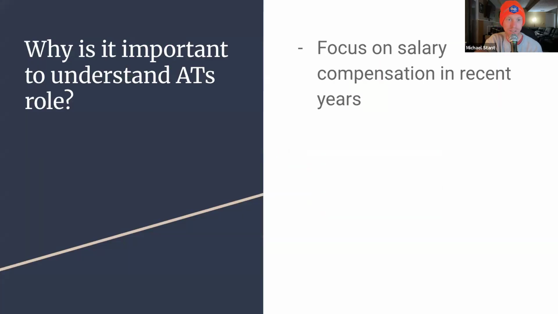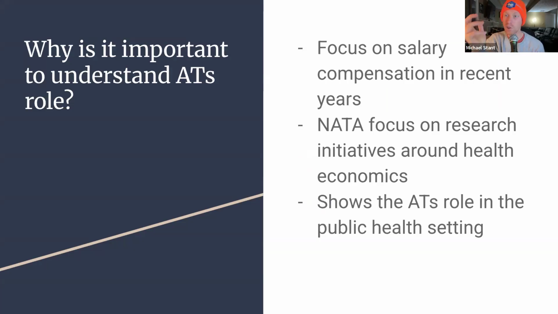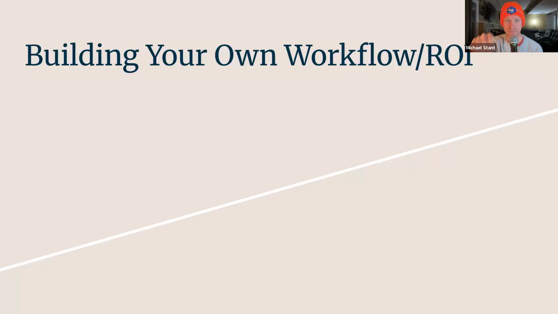So once again, why is all this important? Just want to refocus. There are folks on salary compensation. It's one of the NATA's research initiatives. And what I really think is cool is it's showing the athletic trainer's role in the public health setting. How do we generally help disease and injury across the lifespan? So that's all the research, and we're getting to the tail end of this.